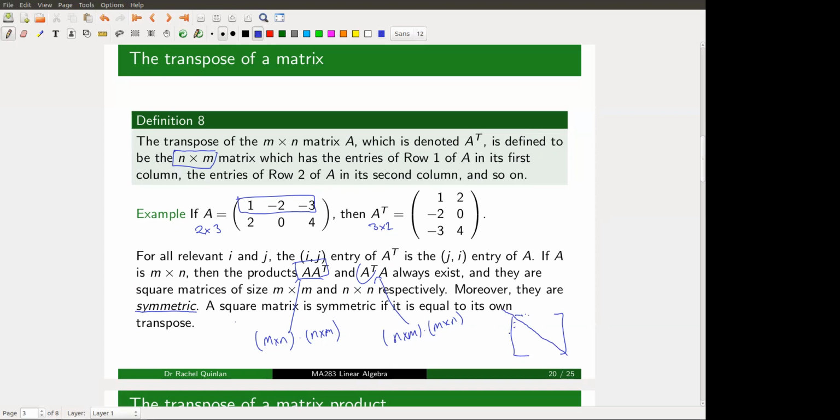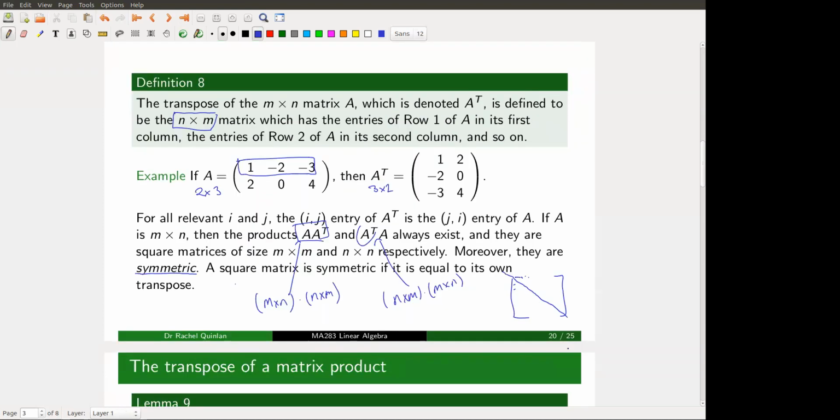Okay, and symmetric matrices are interesting for lots of reasons. They have very nice properties. They also arise quite frequently in applications, and there are lots of things that the property of symmetry enables us to do with them, some of which we'll see a bit later.